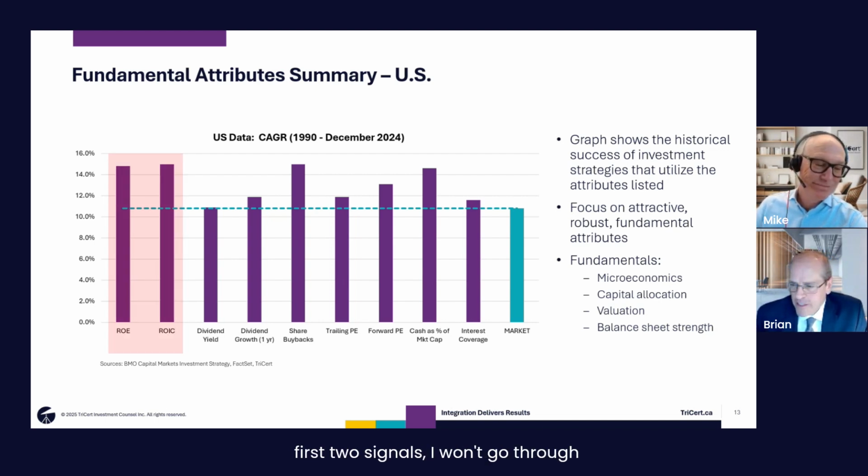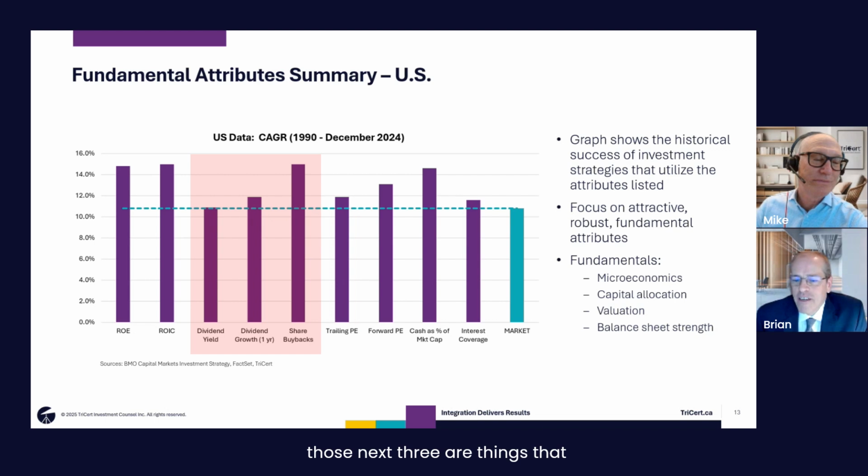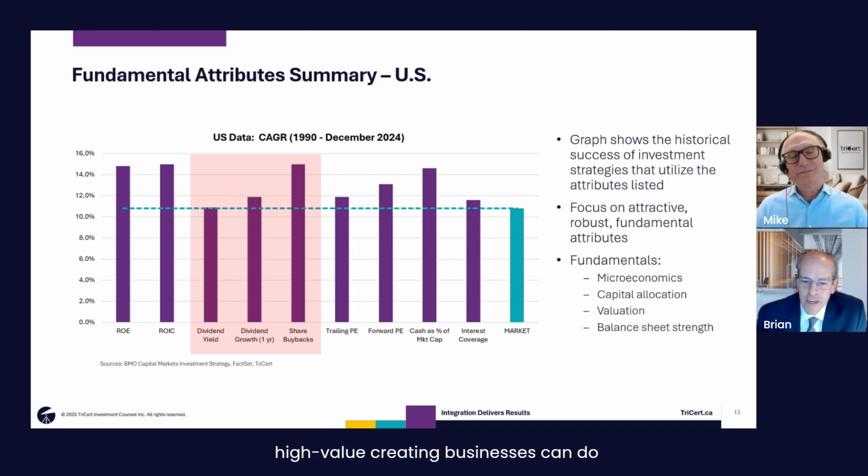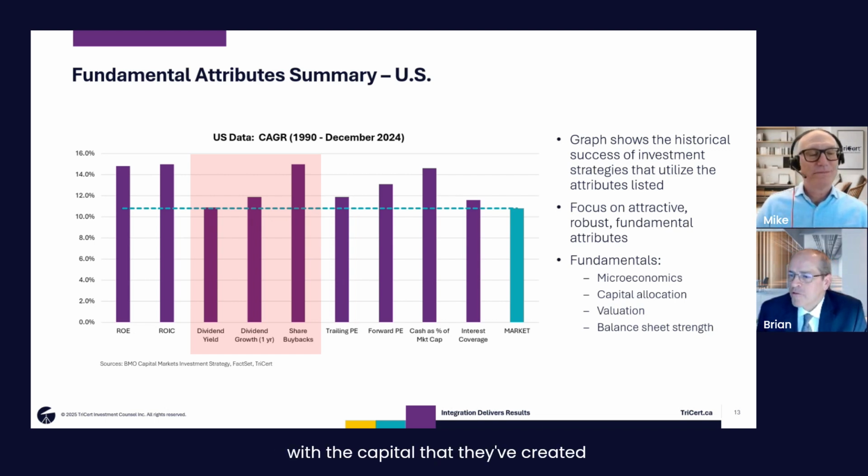Those first two signals, I won't go through each of them in detail, but those first two are basically a proxy for profitability and value creation. It turns out that if you have profitable value creating businesses, a symptom of that value is dividends and share buybacks and acquisitions and projects that they can invest in for growth. But those next three are things that high value creating businesses can do with the capital that they've created from their value creation exercise.